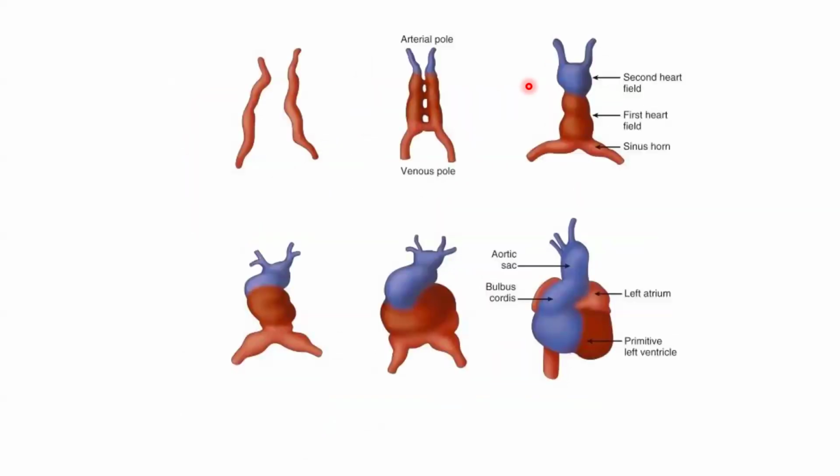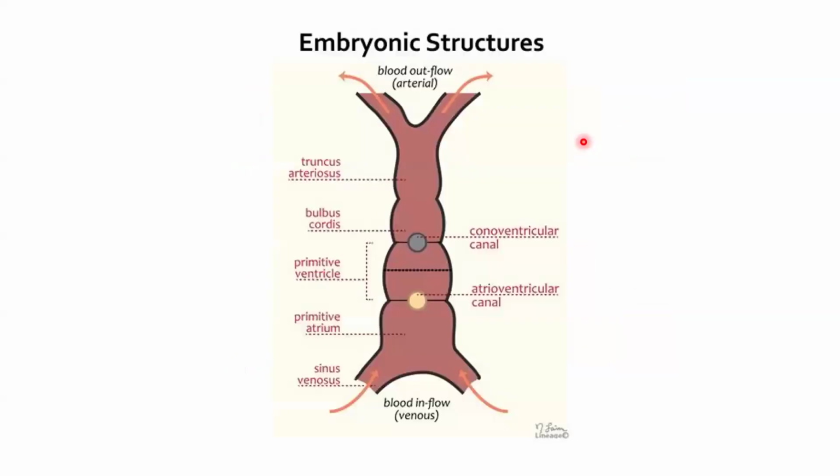Same, simplified in this form. So two tubes from the original cells, okay? The first heart field and the secondary heart field individually produce these tubes. They fuse together, okay? The top part is formed by the secondary heart field, most of the lower part by the first heart field. In fact, the bulk of the final heart is produced by cells originating from the first heart field. Okay, so this is where we got into.